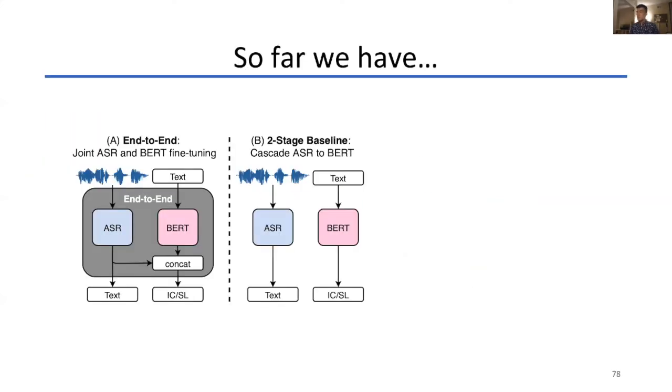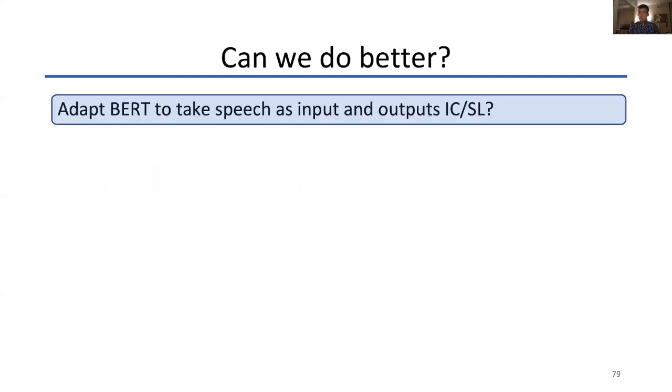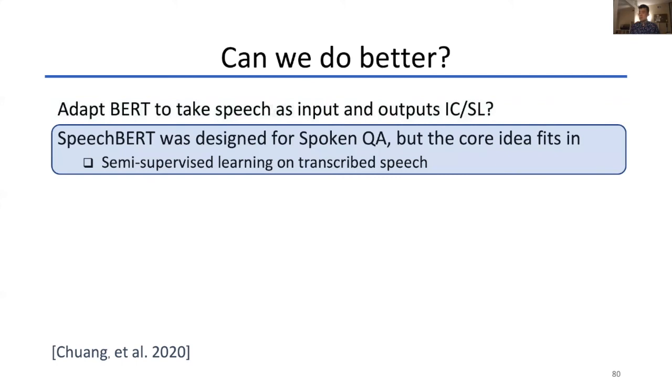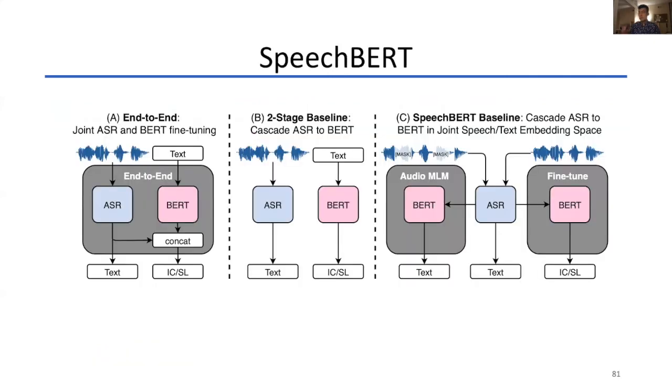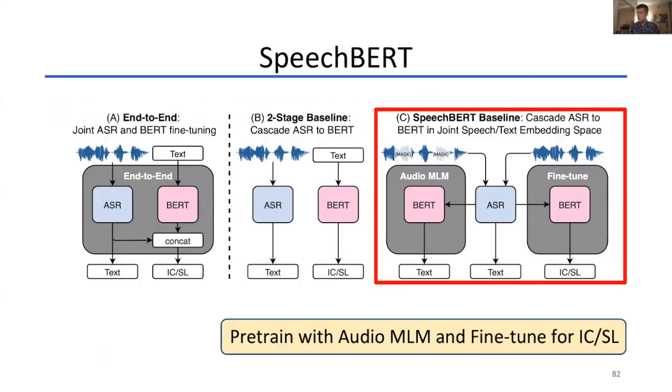Now I have presented the end-to-end approach and the two-stage approach. Now the question is, since BERT is very powerful in extracting semantics from text, can we somehow adapt BERT to take speech as input and output intent classification and slot filling? And we found speech BERT fitting for this purpose. So we're going to apply it to our setting. This is a speech BERT setup where we pre-train the BERT with audio masked language modeling and fine-tune the BERT for intent classification and slot filling.